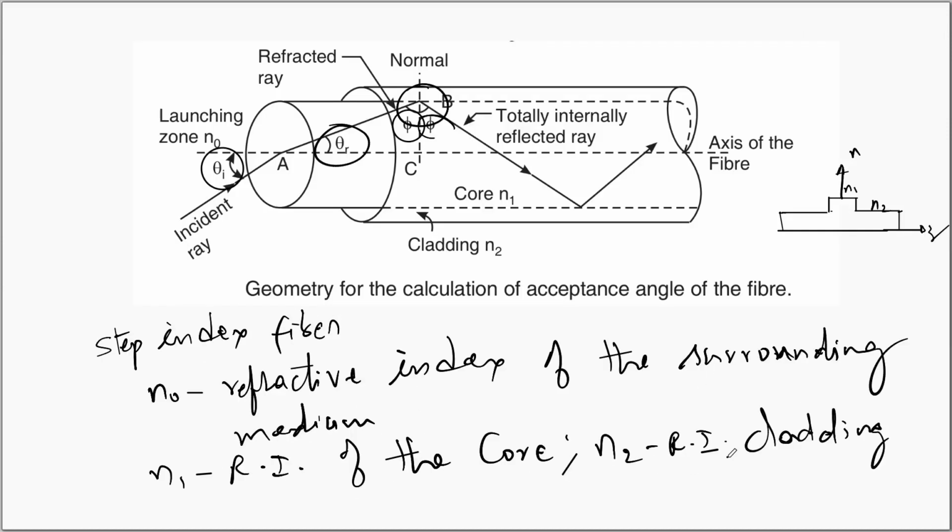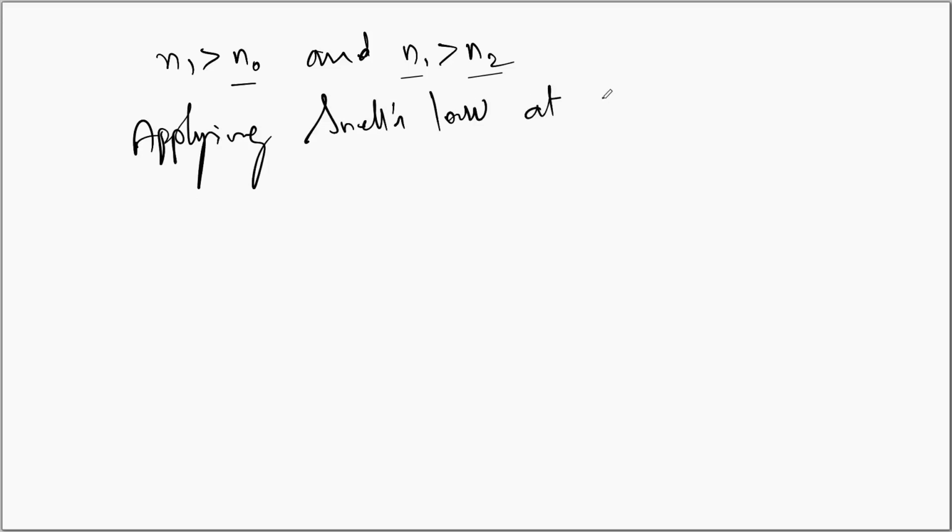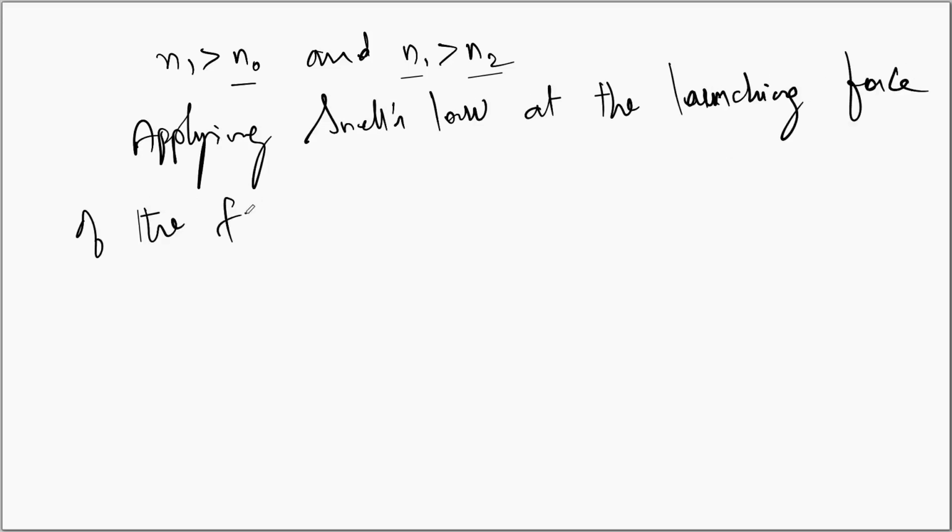Here, we'll assume that the refractive index of the core is higher than the surrounding medium, and also higher than the cladding. So we write N1 is greater than N0 and N1 is greater than N2, where N1 is the refractive index of the core, N2 is the refractive index of the cladding, and N0 is the refractive index of the surroundings. Now we shall apply Snell's law at the launching phase of the optical fiber. Applying Snell's law at the launching phase of the fiber gives sin theta I upon sin theta R equal to N1 upon N0.